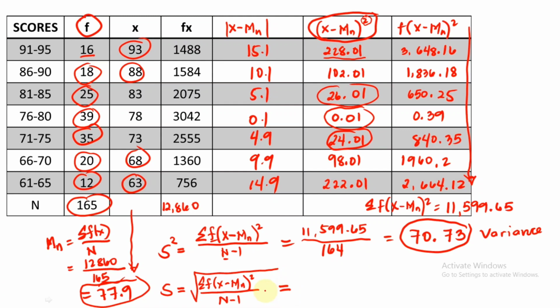How about yung standard deviation? So that is equals, ang value nito is square root of 70.73, that is equivalent to 8.41. So ito na yung standard deviation natin. Okay? Ito, square root lang ng variance so that we can find the standard deviation.